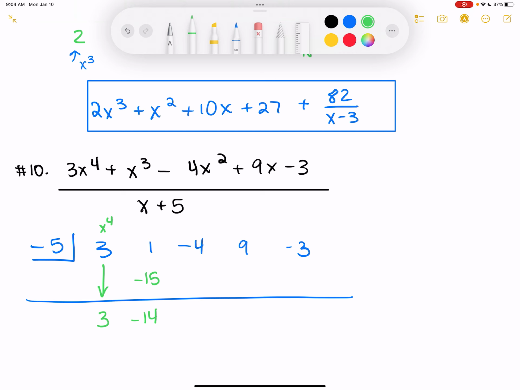Wait, is that my 5? Is it? Yeah, it's 5. Negative 5. Oh, it is 5. I'm blind.